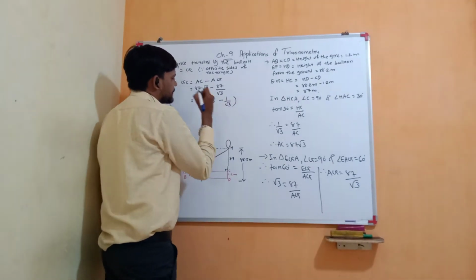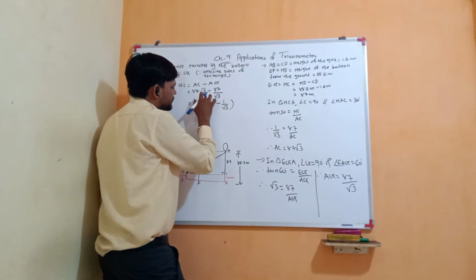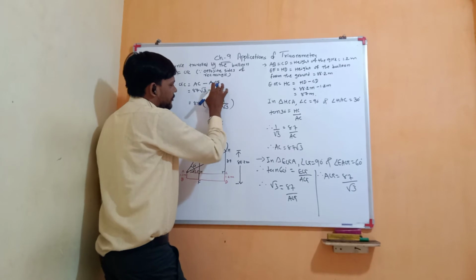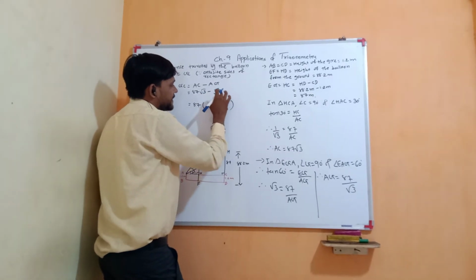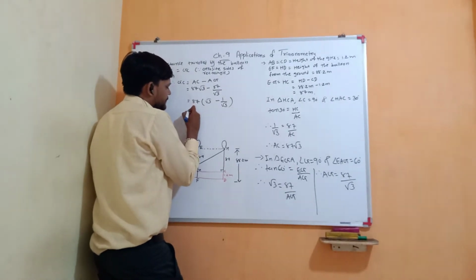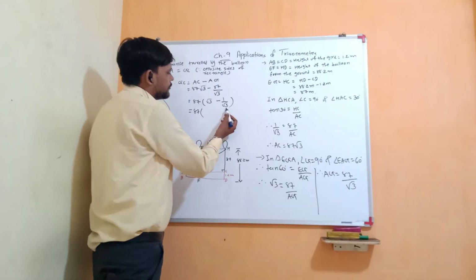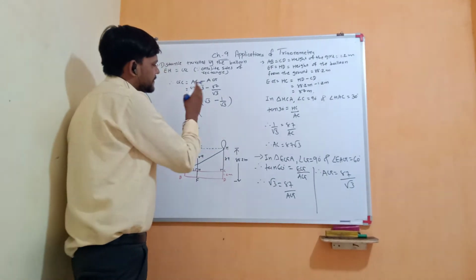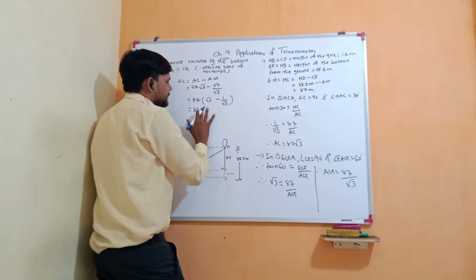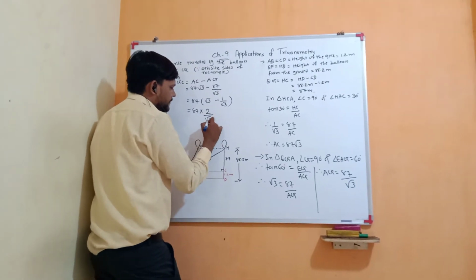Right? If you take 87 common out, the remain is from 87 root 3 root 3 minus from 87 upon root 3, 1 upon root 3. Right? Because 87 is 87 as it is. Take LCM, root 3 into root 3, 3, and 3 minus 1, 2. So 87 multiplied by 2 upon root 3.